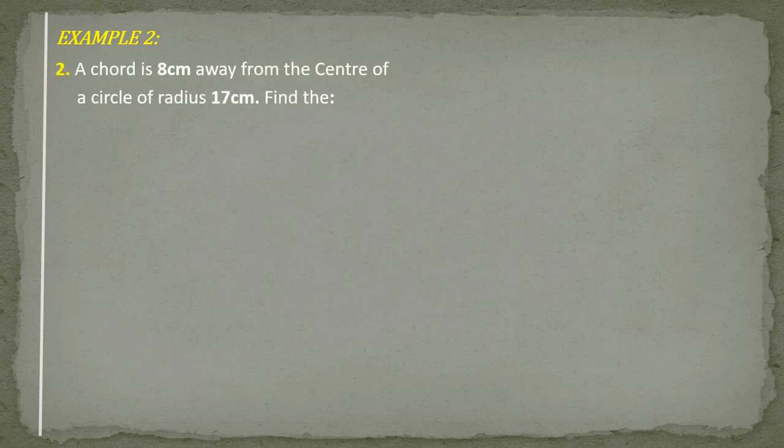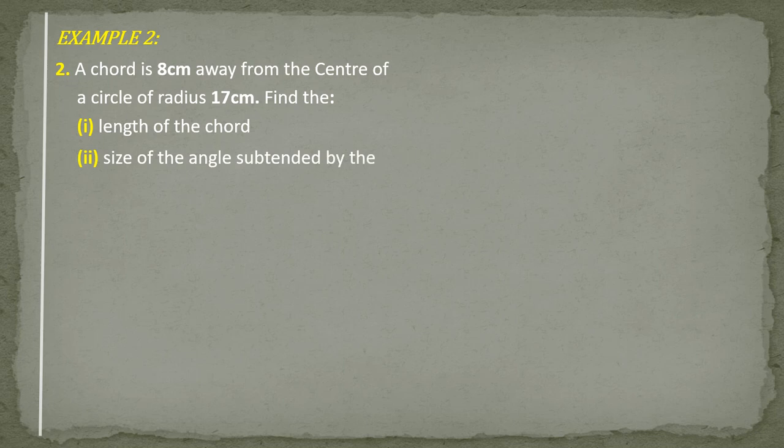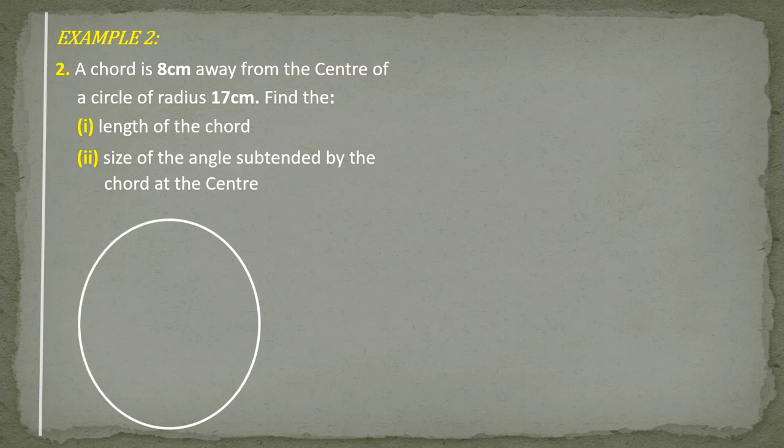A chord is 8 centimeters away from the center of a circle of radius 17 centimeters. Find the length of the chord, the size of the angle subtended by the chord at the center. So we sketch and put in all the information that has been given to us. As we earlier said, the radius of the circle is given in the question.